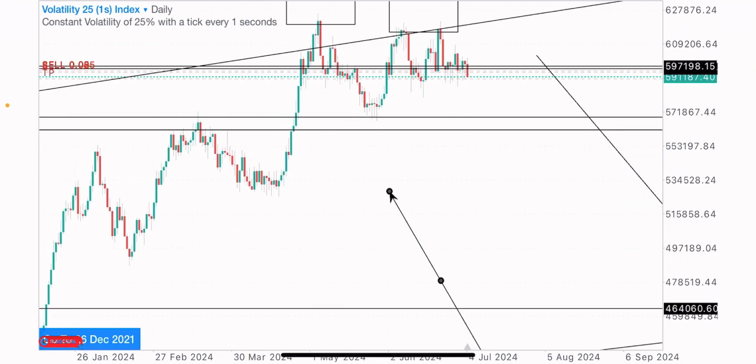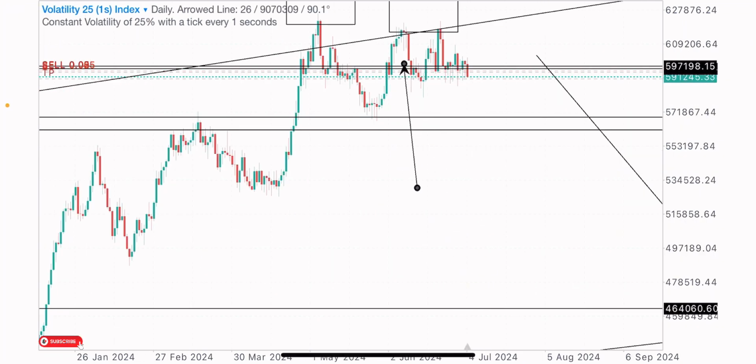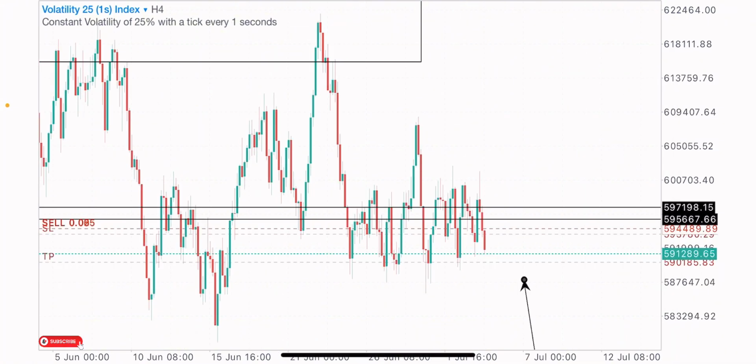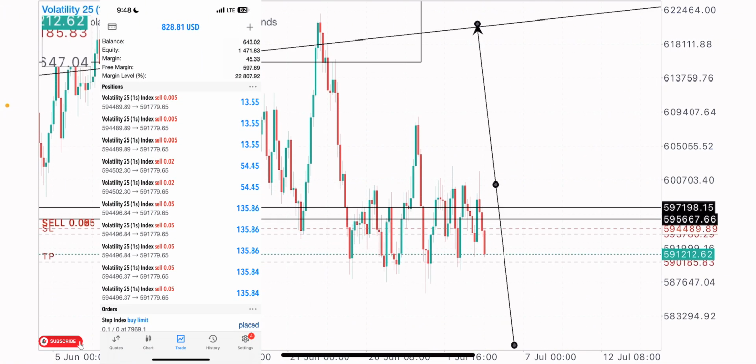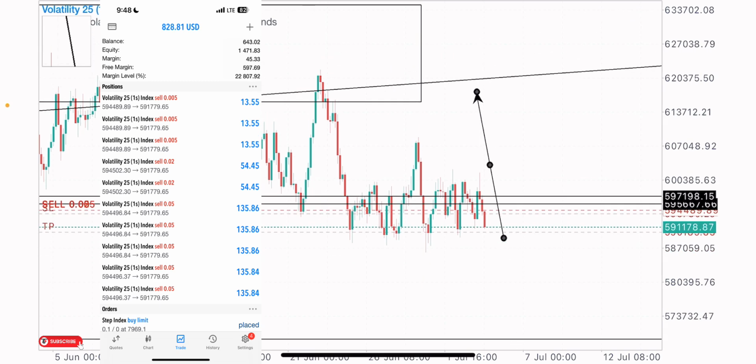So this is my sell view on this index, which I spotted as a potential sell level on the daily time frame and took my sells on. So I spotted a level here and sold this index. You can see it clearly on the 4-hour time frame. I took the sells at this zone, and I shared this sell signal with my VIP members.